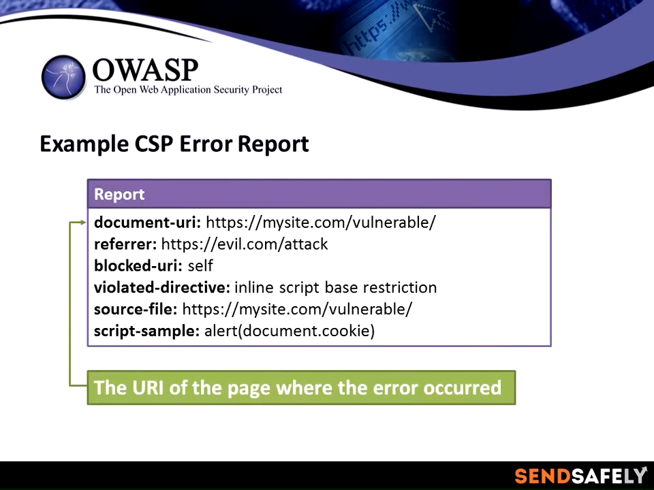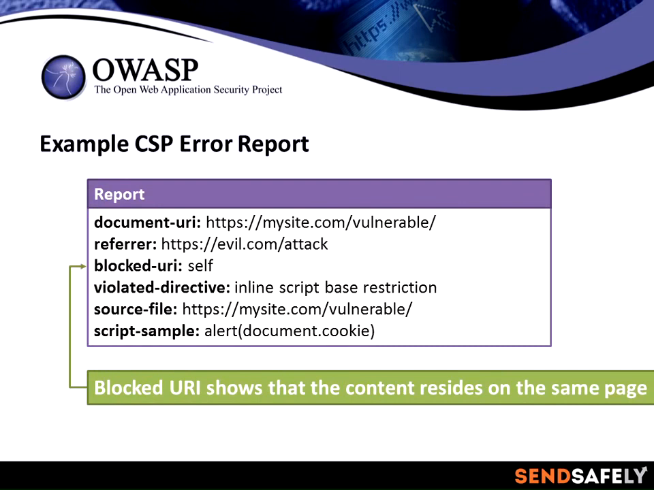So this is an example CSP report, and I'm just going to walk through it quickly. The first, document URI, will tell you on what page this happened, the page that has this cross-site scripting vulnerability. The referrer will tell you where the user came from. This might be google.com if they searched for SimSafely and clicked into us from Google. Or in this case, if you have a reflected cross-site scripting vulnerability, it will show you the malicious site that set up the payload used to target us. The blocked URI just says self here, but it might say something else if this injected JavaScript is trying to load content from somewhere else.